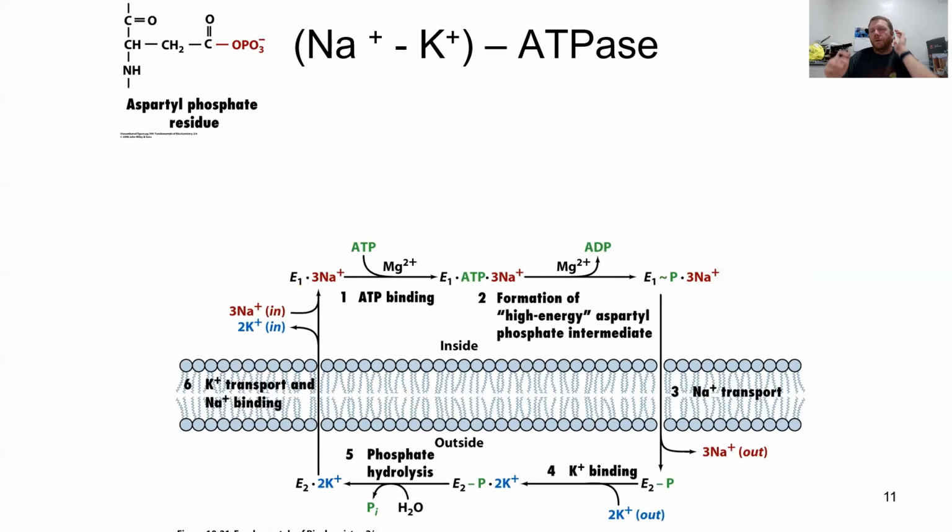Okay, now that's kind of the overview. This, I think, is a really interesting schematic of what we're observing. The first thing that I'd like to draw your attention to is right here, an aspartyl phosphate residue. Okay, so we have talked about post-translational modifications.